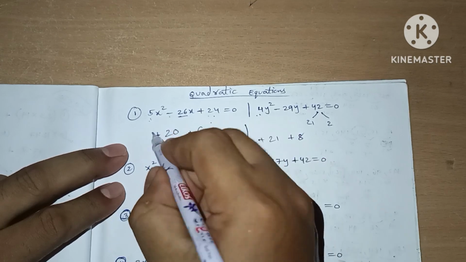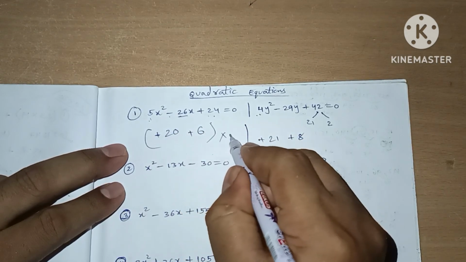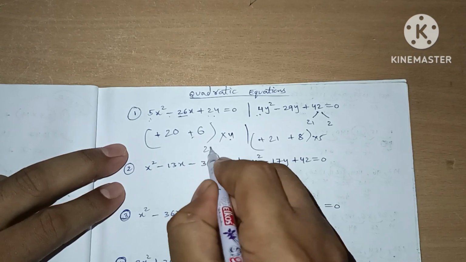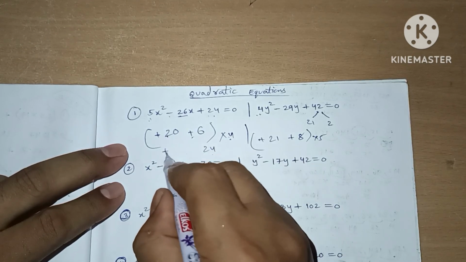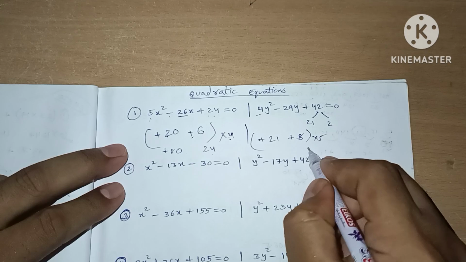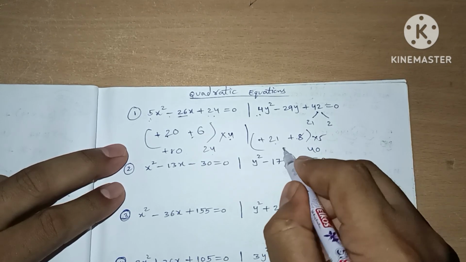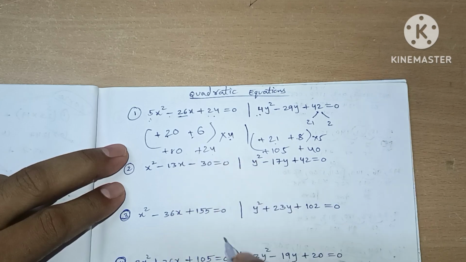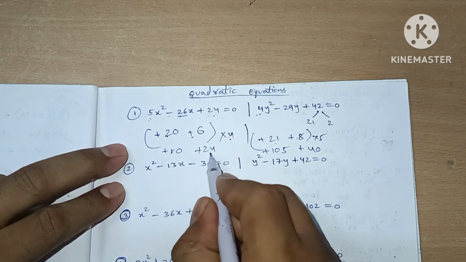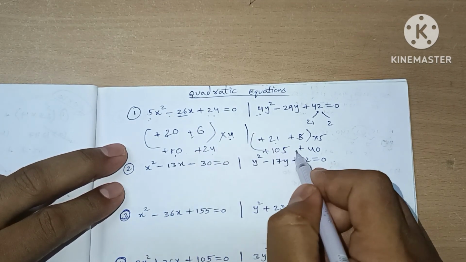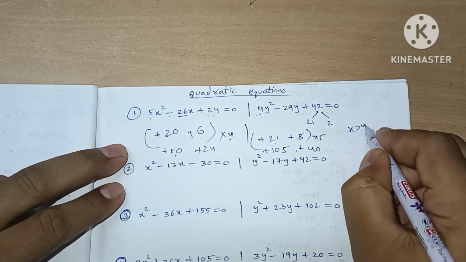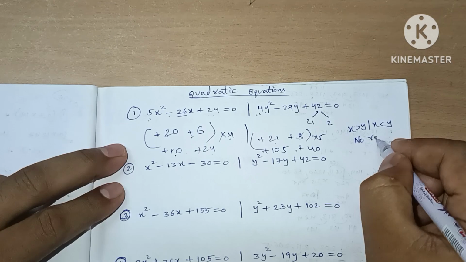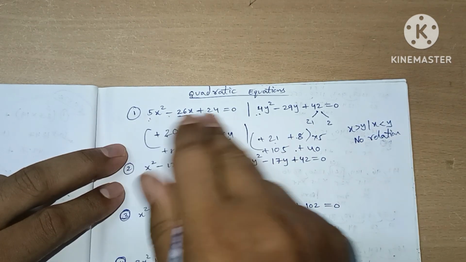To make the base equal, we need to multiply this with 4 and this with 5. We get 6 4 times 24. 4 20 times will be 80. Here 5 8 times 40 and 5 1 is 5, 5 2 times 105. So by comparing these two numbers, this 80 comes in between these two numbers. It means x greater than y and x lesser than y comes here. So there is no relation established in between these two equations.